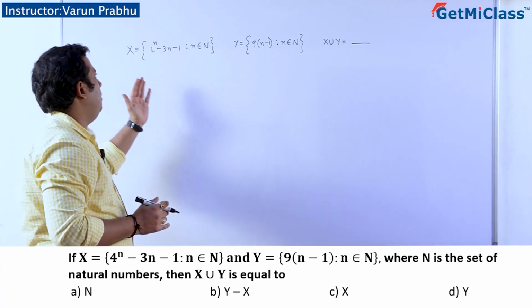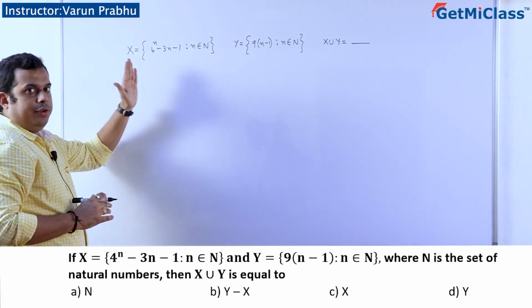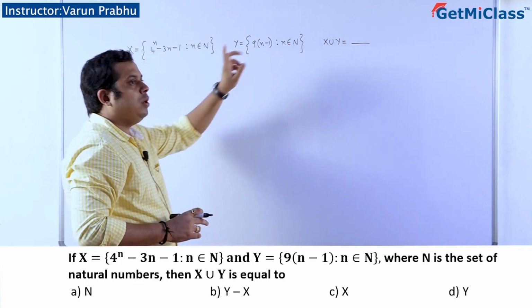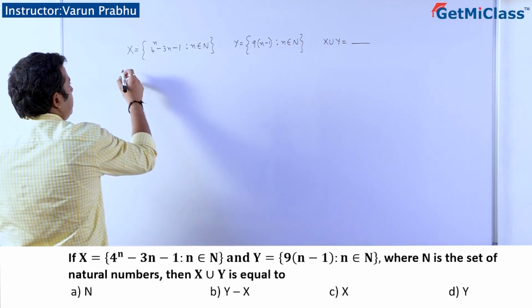If you look at this problem now, there are two sets which are given, where n belongs to the set of natural numbers, as told in the problem. What is the value of x union y is the question asking you.